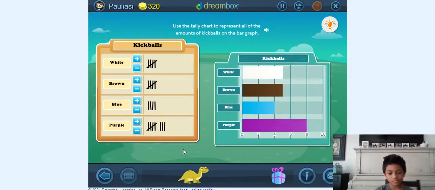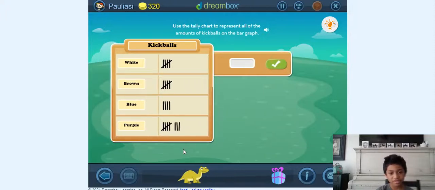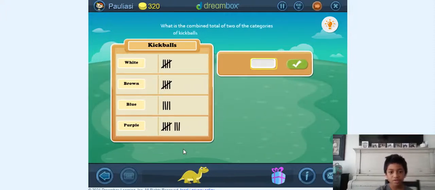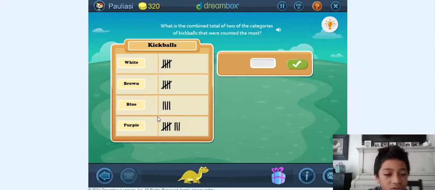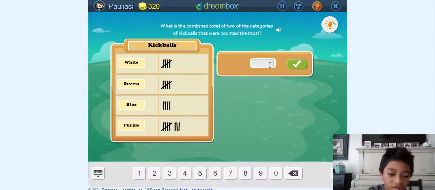So now let's see what it says. It says, what is the combined total of the 2 categories of kickballs that are counted the most? The 2 categories that were counted the most were 5 and 8. So what's 5 and 8? 5 plus 8 would equal 13. So the combined would equal 13. So let's put that in.